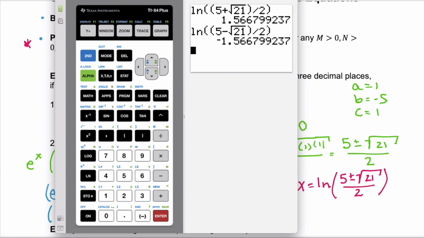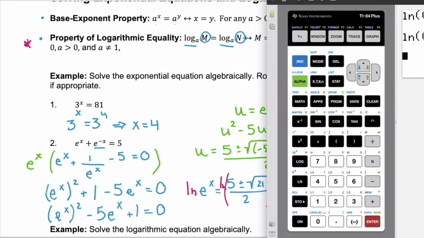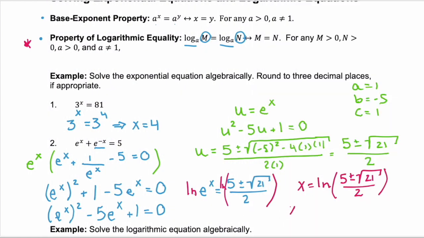And we have our two solutions. So x equals 1.567 or negative 1.567.